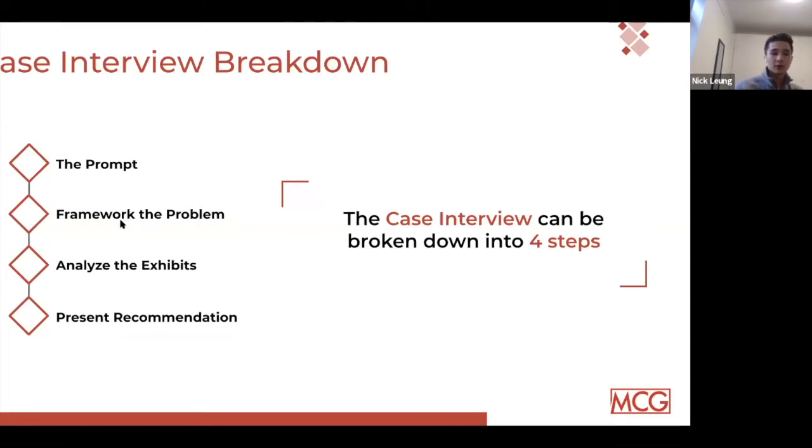The purpose of frameworking the problem is not to come up with a laundry list of solutions, but more to create a methodology in which you can evaluate the problem. What I mean by that is you're trying to figure out the most important areas of the problem that you can look into. When you framework the problem, you'll take a minute, write down your thoughts about the problem, and then present it back to the interviewer.